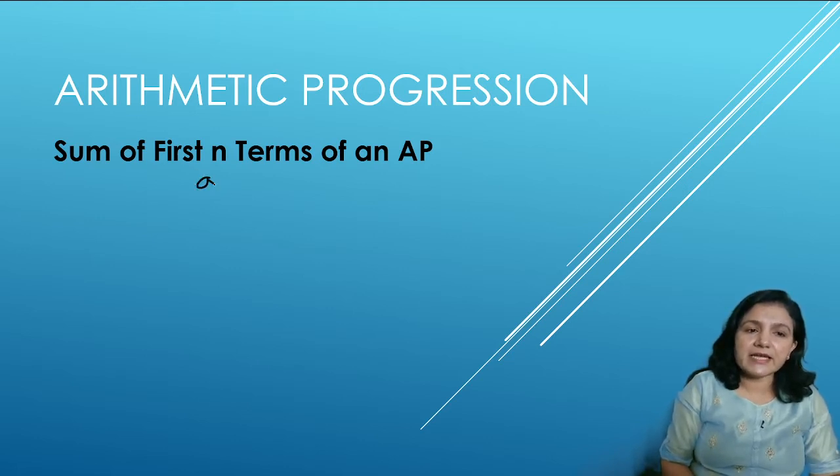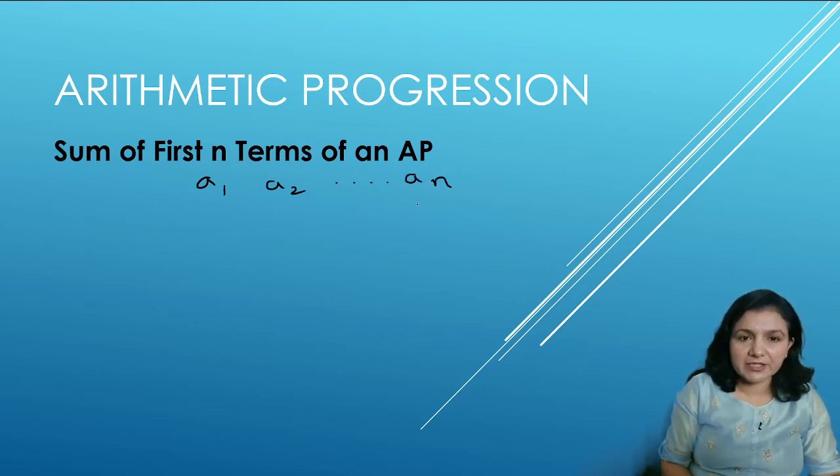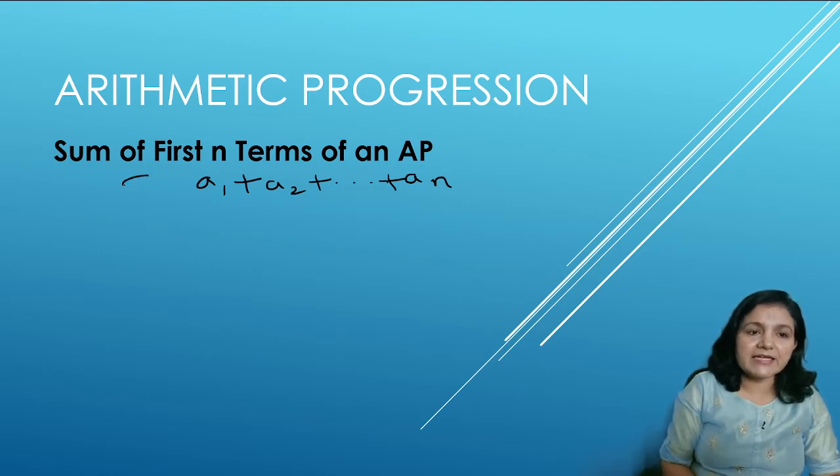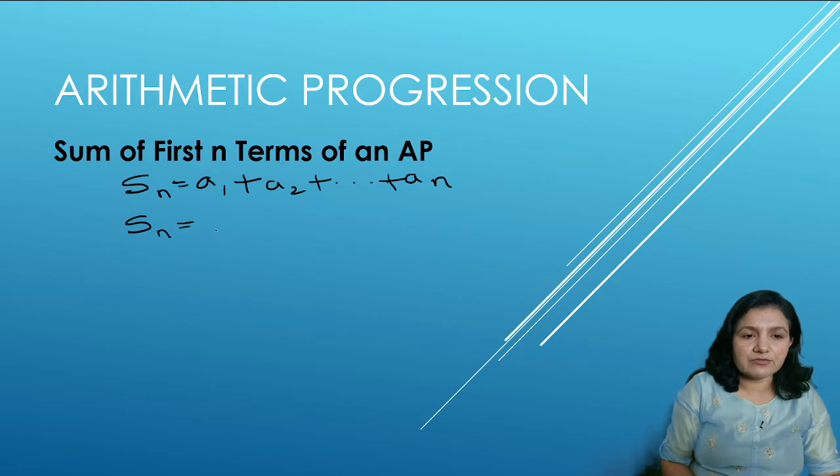If I consider an AP whose terms are a1, a2, a3 and so on up to an, these are the first n terms of an AP. If I take the sum of that, it becomes the sum of first n terms of an AP and it is represented as Sn. Derivation of this is not required. We can learn that in 11th grade. Only the formula is fine. So Sn is equal to n by 2 (a plus an).